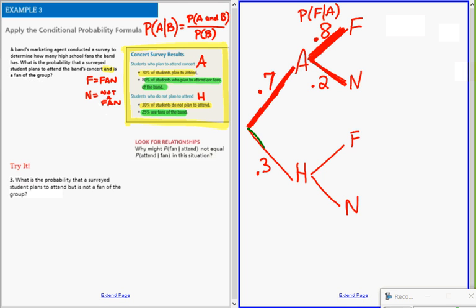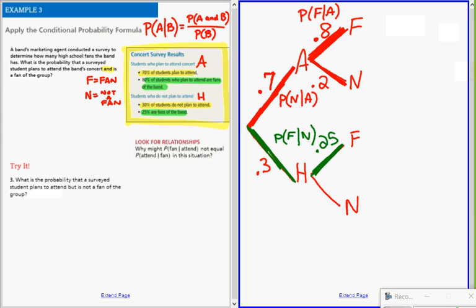Let's say you're staying home, right? 30% of the students are staying home. Of them, are any of them fans? Yeah. Out of those students, it says 25% are fans. That number right there is, given that you're not going to the concert, how many are fans? All right. This one up here for 0.2, that would have been, out of the students attending, how many are not fans? That's the 0.2 that you see there.